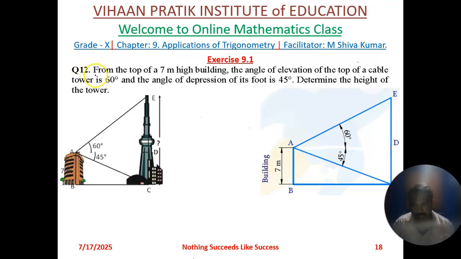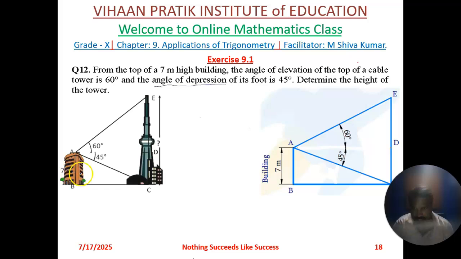So in problem number 12 it states that from the top of a 7-meter high building, the angle of elevation of the top of a cable tower is 60 degrees and angle of depression. Now students, we have discussed 11 problems. In 11 problems we never came across the word angle of depression. Now this is new to us and we'll discuss a little deeper into this term in this class. So the angle of depression of its foot is 45 degrees. Determine the height of the tower.